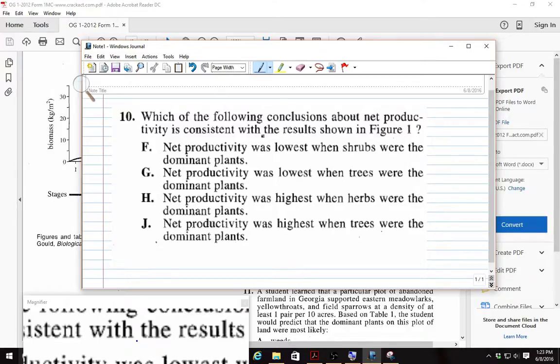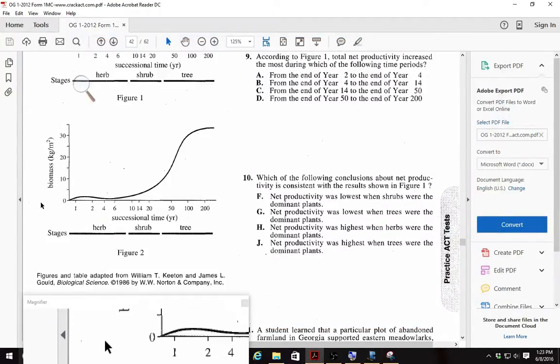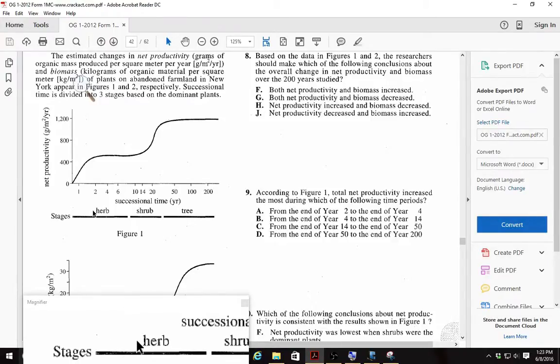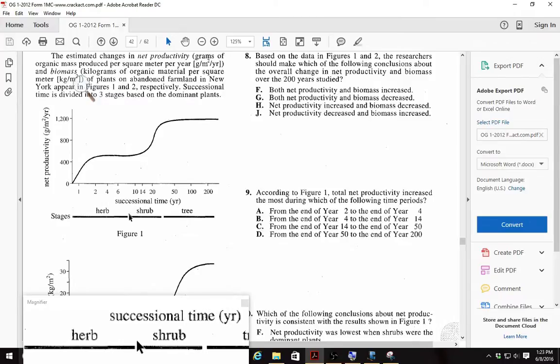Okay, so let's look at Figure 1. I'll be totally honest with you, I do not understand. Actually, now I kind of do understand what this is saying.